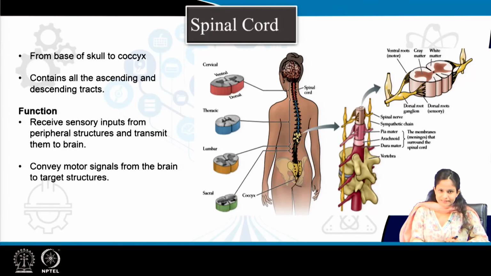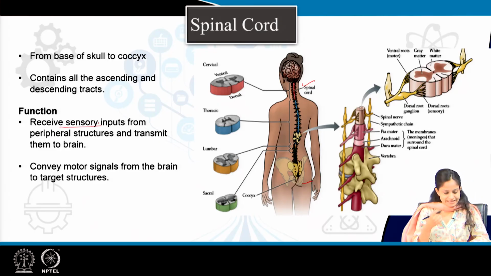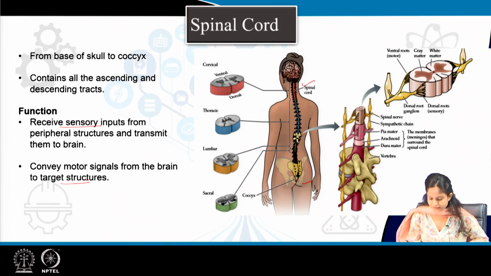Now coming to the spinal cord, it extends from the base of the skull to the coccyx. So it contains all the ascending tracts and the descending tracts. Its functions are mainly receiving the sensory inputs from the peripheral structures and transmitting them to the brain, and then again conveying the motor signals through the motor pathways to the target structures. The spinal cord is surrounded by the vertebrae. Again, it contains 3 layers. These are the meningeal layers, that is pia mater, arachnoid mater and dura mater.